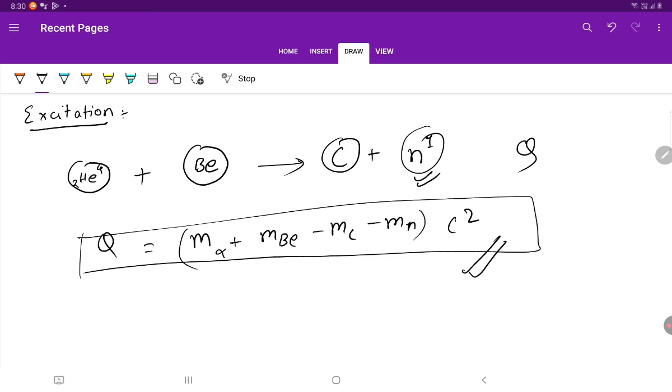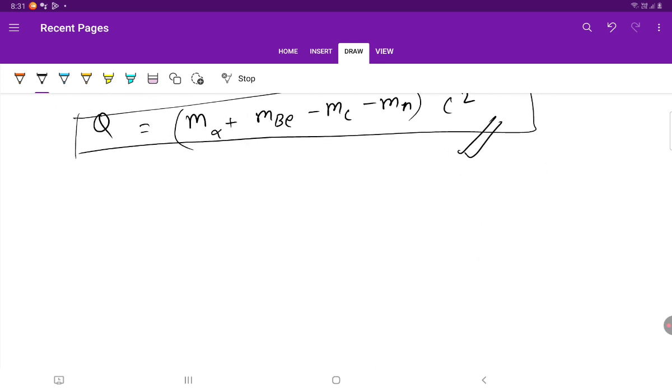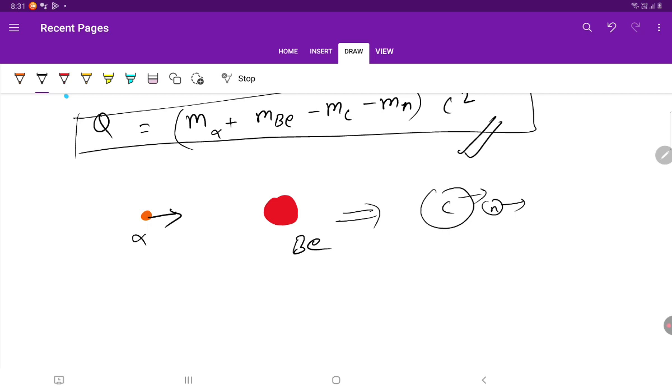Now let's assume that the beryllium nucleus is at rest and the alpha particle is getting bombarded. It is like you are firing a bullet. This orange dot is the alpha particle and you are firing the bullet onto this big fat metallic sphere, which is beryllium. The bullet impinges on the beryllium. This results in the formation of a carbon and a neutron. Suppose these two move with the same energy.